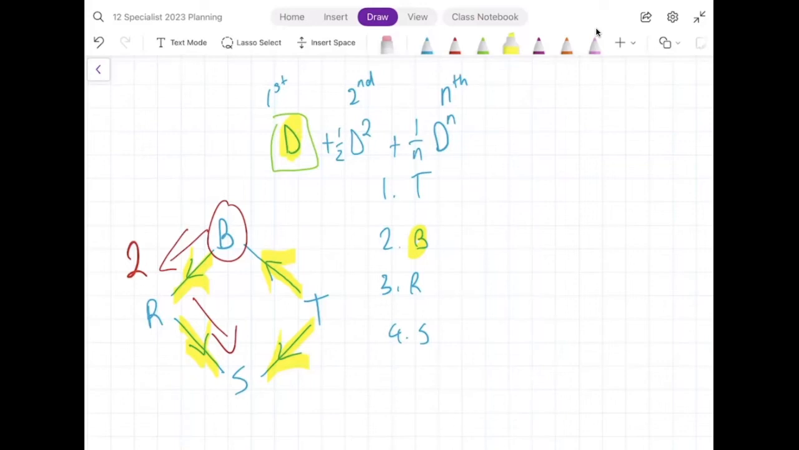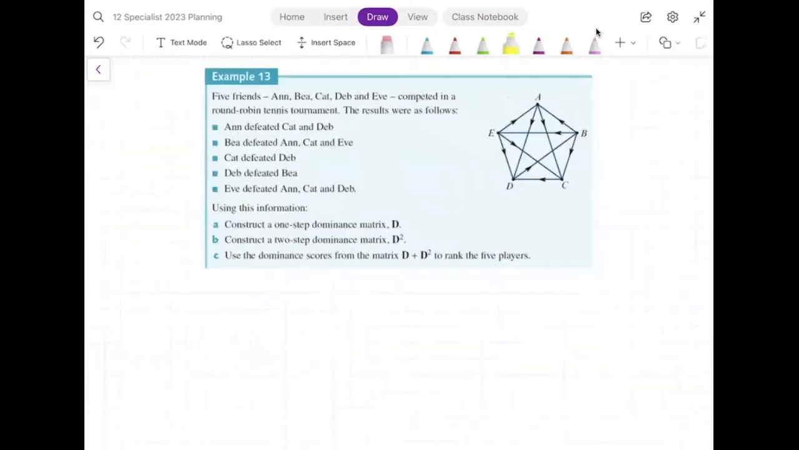Let's just look at how we can use matrices specifically to do this process. Because right now, we're just looking at a bunch of arrows and kind of drawing conclusions. Let's look at a more mathematical approach to get my ranking system. So here is my example. I have 5 friends, Anne, B, Kat, Deb, and Eve. They competed in a round robin tennis tournament where basically everyone plays each other. And the results were as follows.